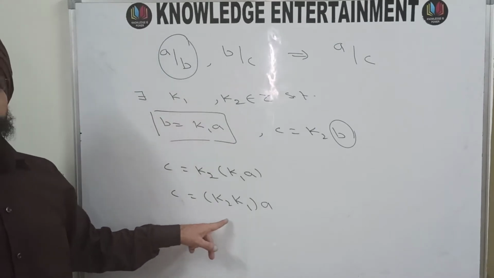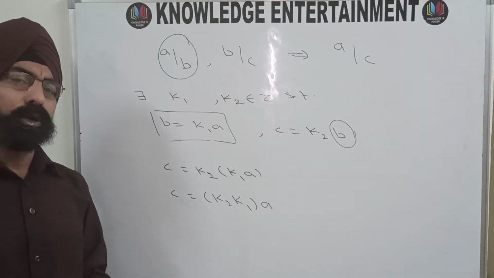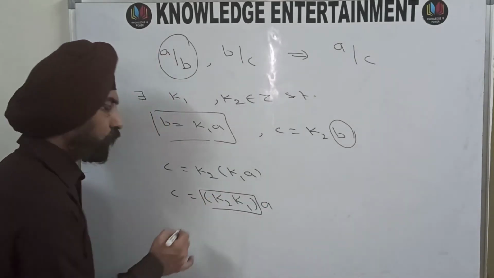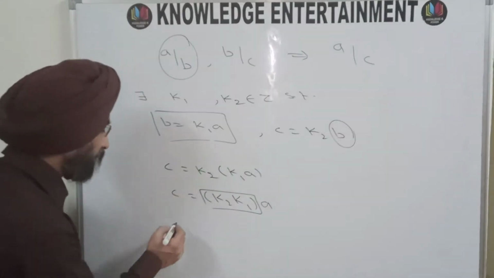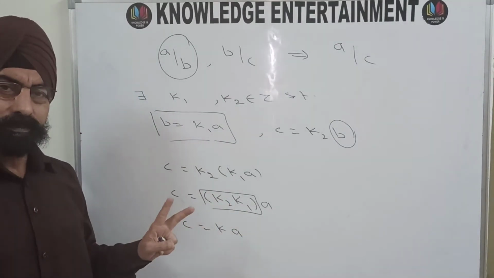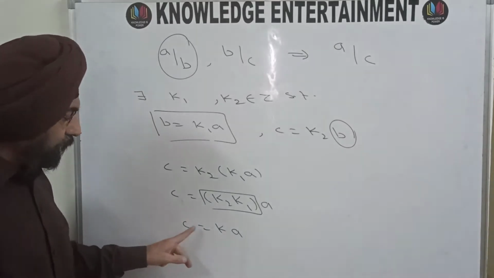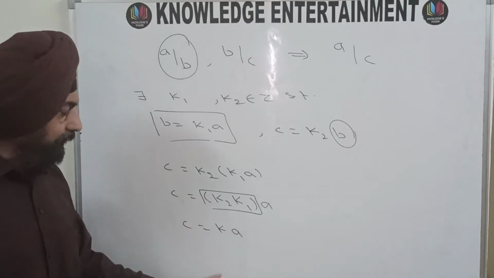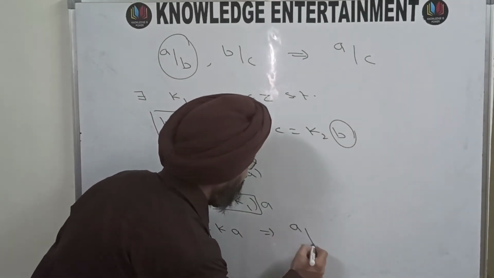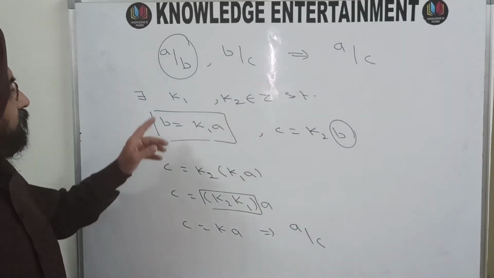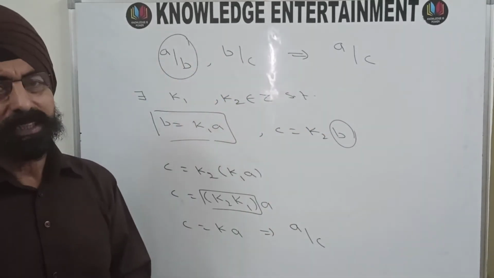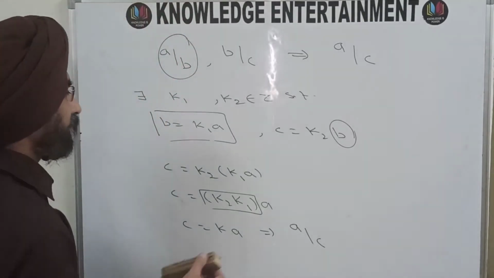k1 is an integer, k2 is an integer, and we know that the product of two integers is also an integer. So k2 k1 is also an integer. You can rename it as k. So C is equal to kA, where k is k2 k1, or k1 k2. So there exists an integer k such that C is equal to kA, and this means that A divides C. So if A divides B and B divides C, then A divides C. So the property is transitive.